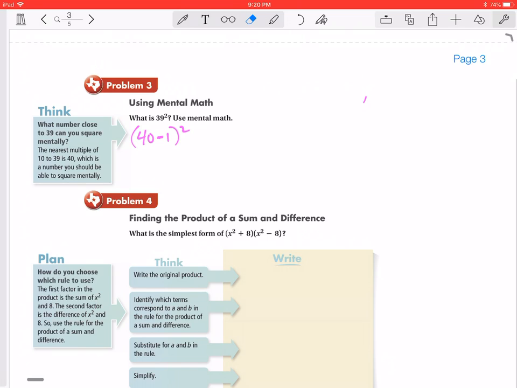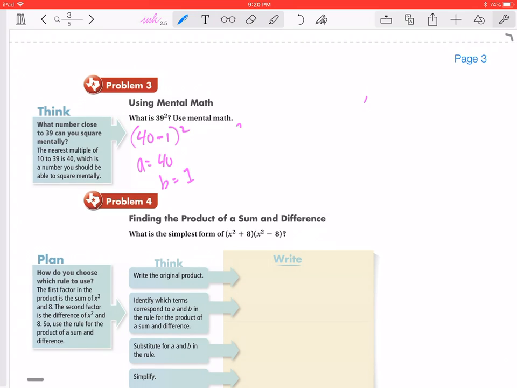Now, what does that look like? That looks like a binomial, a perfect square binomial. So my a value here would be 40, and my b value would be 1. And so my binomial is a squared minus 2 times a times b plus b squared. So that's going to be 40 squared minus 2 times a, which is 40, times b, which is 1, plus b squared, which is going to be 1 squared.